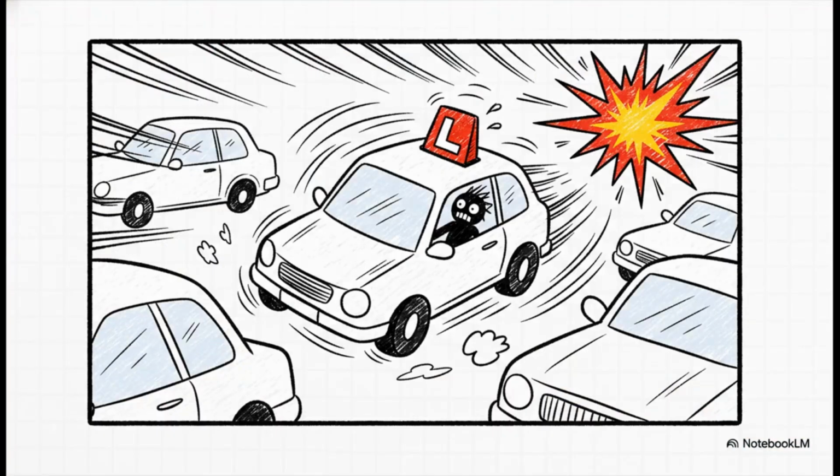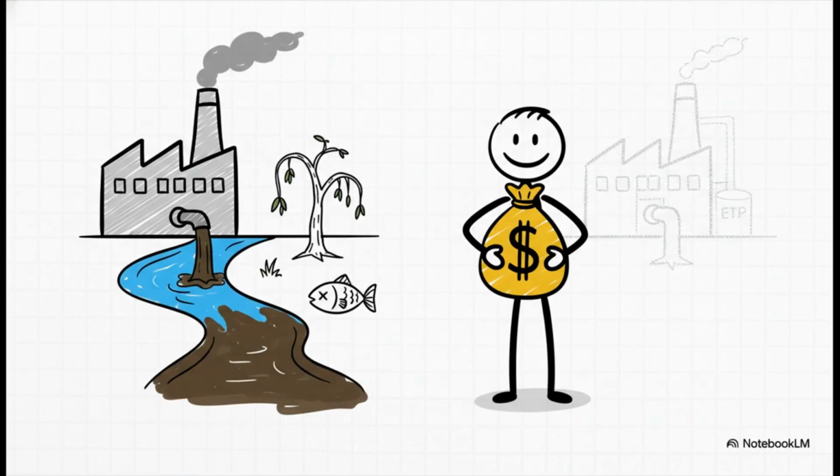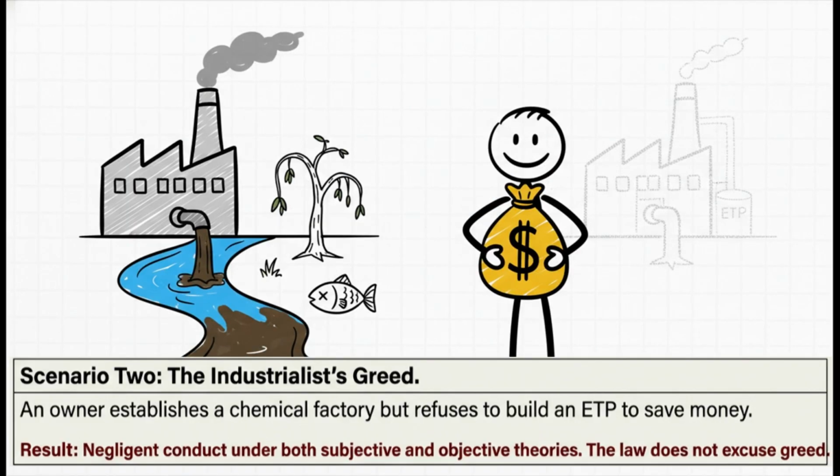Let's consider our first scenario, the learner driver. Imagine an individual with a learner's permit who is fully aware of their limited driving skills. Despite this, they decide to drive in heavy, chaotic traffic and subsequently cause a serious accident. Legally, this is a clear case of what we call culpable negligence. The subjective state of mind, the awareness of their lack of skill, combined with the reckless action, constitutes a severe wrong.